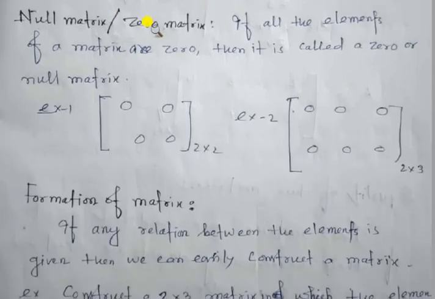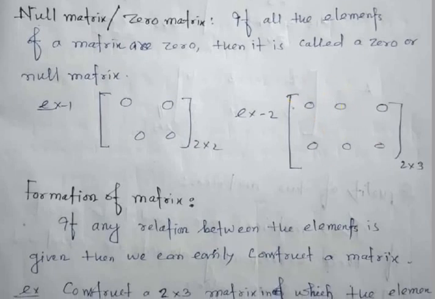If all the elements of a matrix are 0, then it is called a 0 matrix or null matrix. It is very easy to remember. You see, this is a matrix in which all the elements are equal to 0, so this is a null matrix. Here all the elements are 0, so this is a null matrix or 0 matrix.